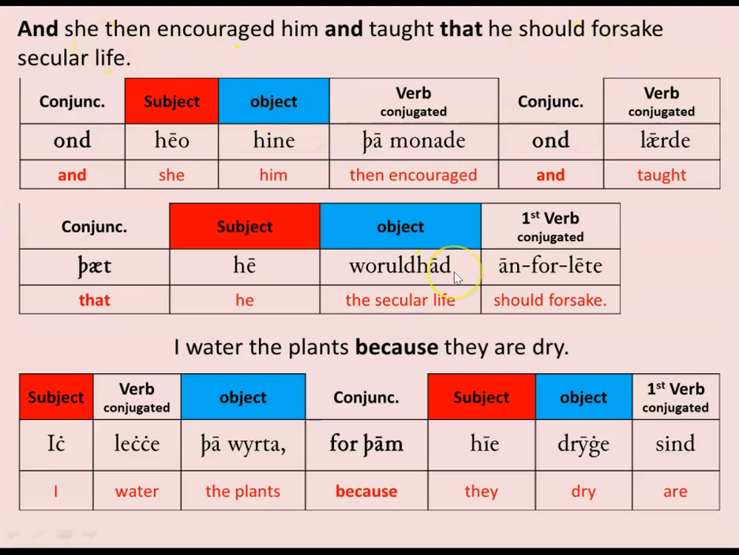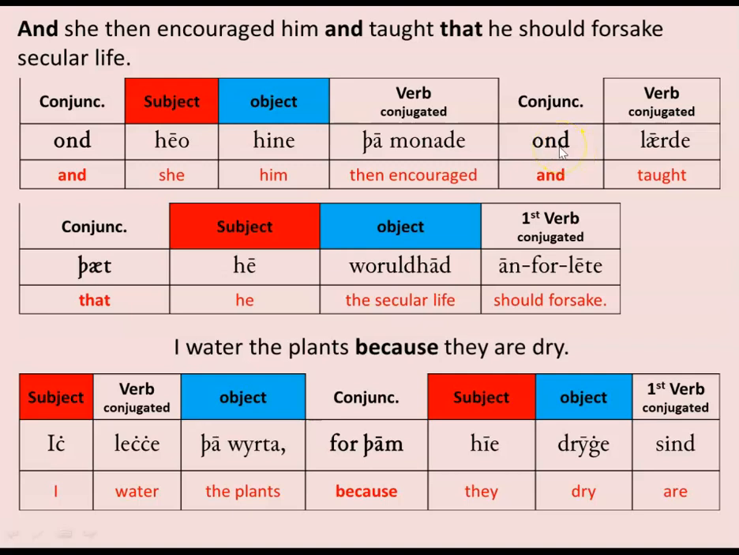So how do we turn all that into Old English? Ond heo hine tha mynade ond lærde that he woruld hæfde forlætan. So conjunction "and", subject, object. Remember, pronominals can go together. So nominative and accusative: heo hine, she, him. The verb then, encouraged.